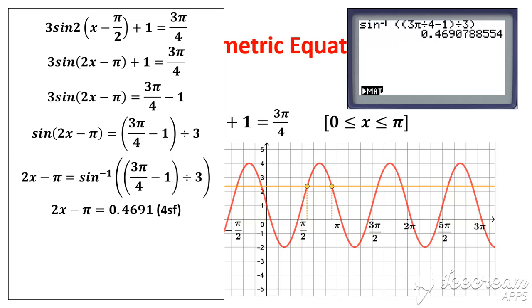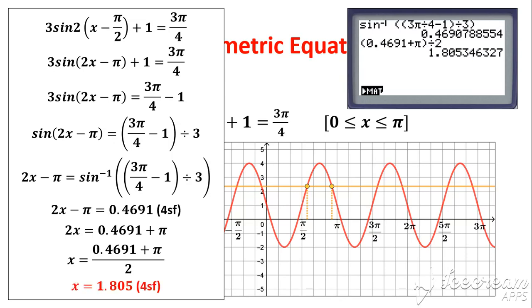Now, we're not finished yet. We have to add π to both sides and finally divide everything by 2 to get our value for x. So we need to work out what 0.4691 plus π is, divided all by 2. Make sure you put it in brackets. Go bracket 0.4691 plus π, close bracket, divided all by 2 to get our x value of 1.805, and that is rounded to 4 significant figures.